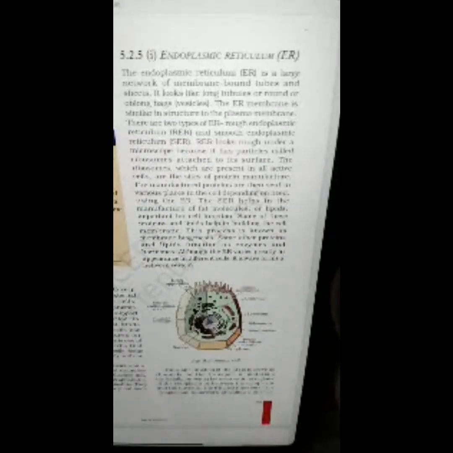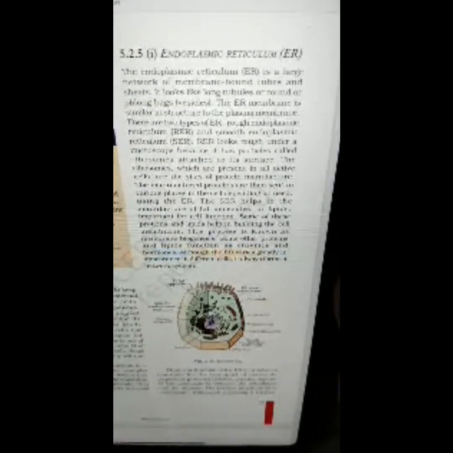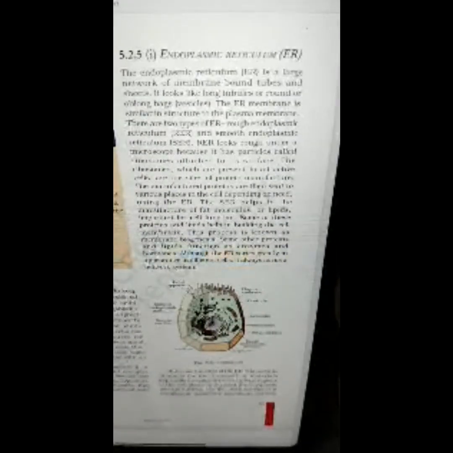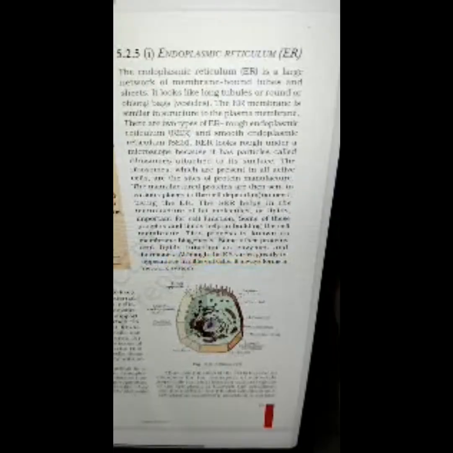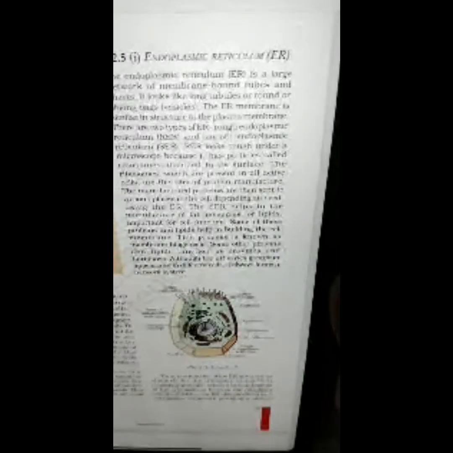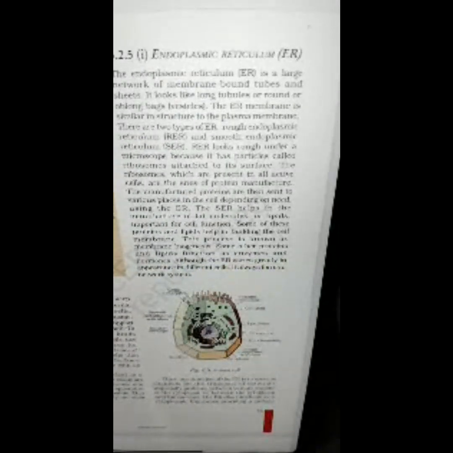The endoplasmic reticulum, or ER, is a large network of membrane-bound tubes and sheets. It looks like long tubules or round or oblong bags or vesicles. The ER membrane is similar in structure to the plasma membrane. There are two types of ER, rough endoplasmic reticulum or RER and smooth endoplasmic reticulum or SER. RER looks rough under a microscope because it has particles called ribosomes attached to its surface. The ribosomes, which are present in all active cells, are the sites of protein manufacture.